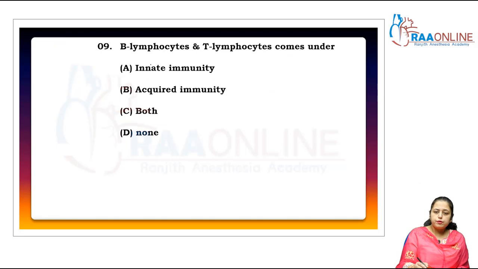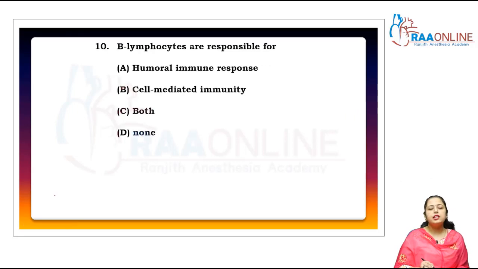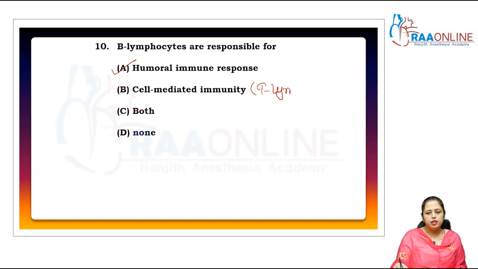So B lymphocytes and T lymphocytes come under acquired immunity, right? According to the requirement, our body can generate the antibodies, so that is the acquired immunity. Now come to the next. B lymphocytes are responsible for the humoral immune response, as we already discussed, and for cell mediated immunity, T lymphocytes are responsible, right?